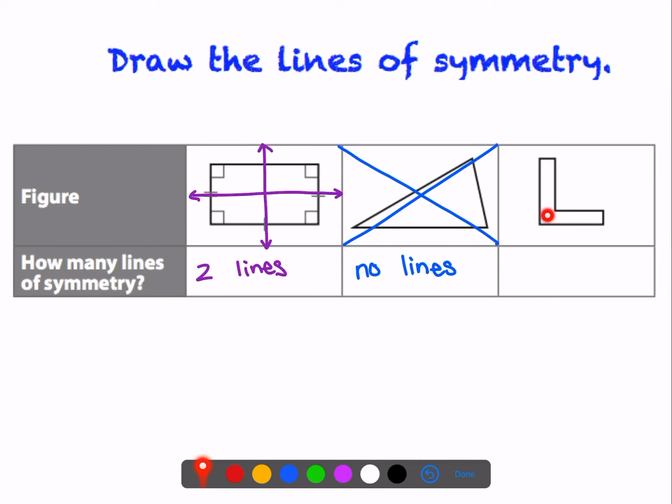This L shape actually has one line of symmetry, and it goes straight through this diagonal. If I were to fold across this diagonal, we would find out that this side maps perfectly onto this side. So there is indeed one line of symmetry here.